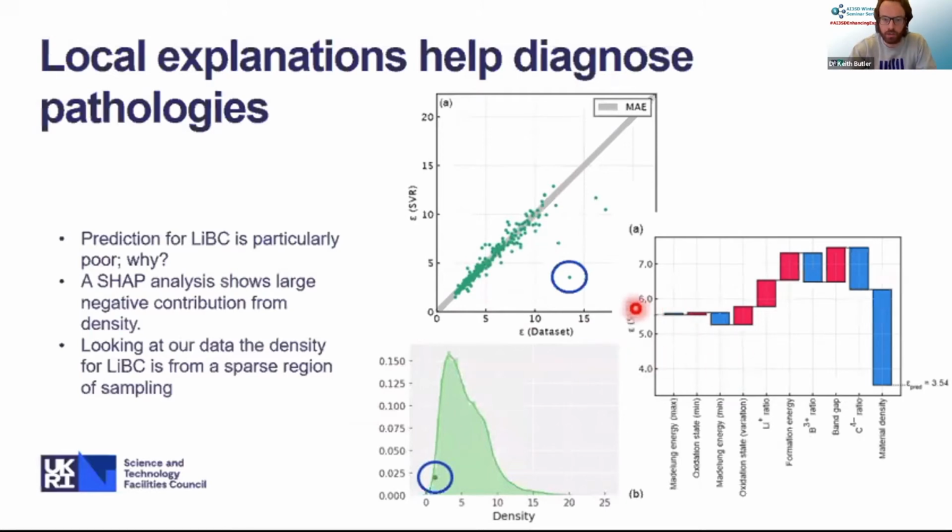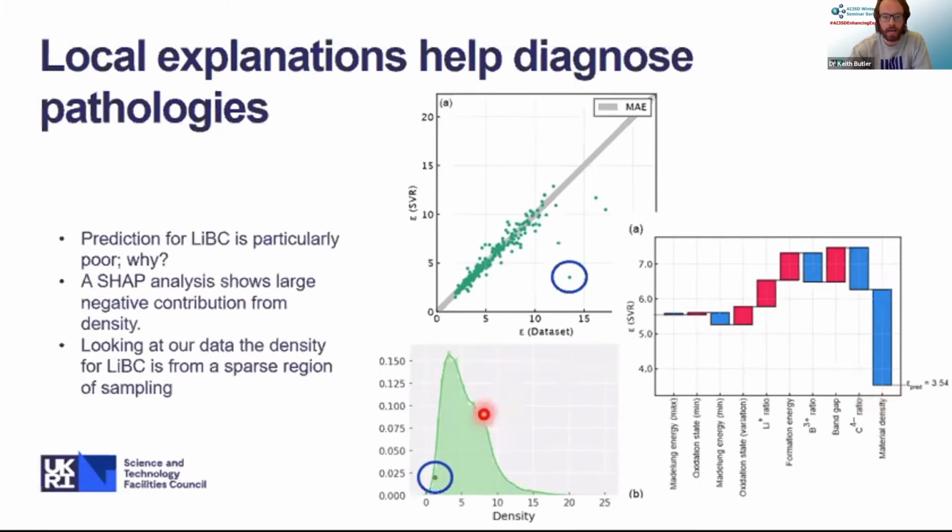You start from the average value overall for the whole set, and you see how these different things make this lithium boron carbide deviate. When it's blue, it means it's reducing it further down. Red means it's moving it up. And you can see at the end here, it's the material's density that really pulls it far down. So that's the overwhelming contribution to this poor prediction.